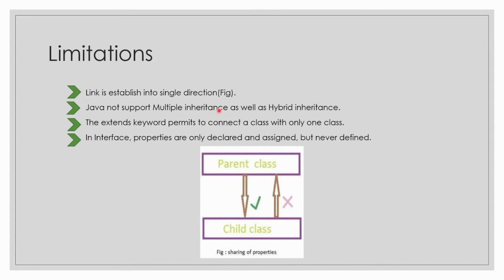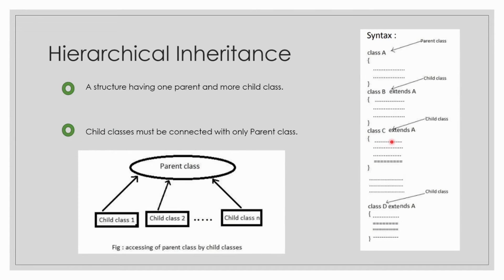Next we'll come to the limitations. The link is established in only one direction. You will be able to access the properties, but the parent class cannot access the properties of the child class. Java does not support multiple inheritance as well as hybrid inheritance. The extends keyword permits connecting a class with only one class. As you can see in this case, it will only be able to connect with one class. Class B extends class A.